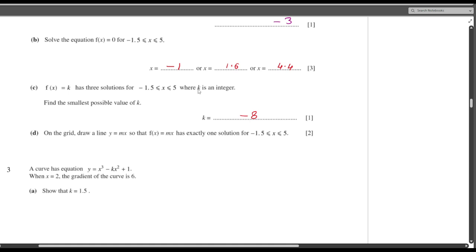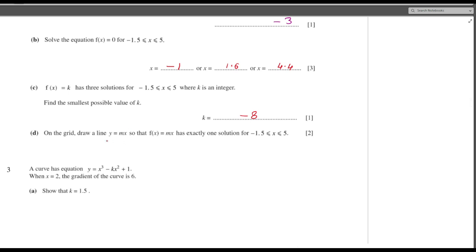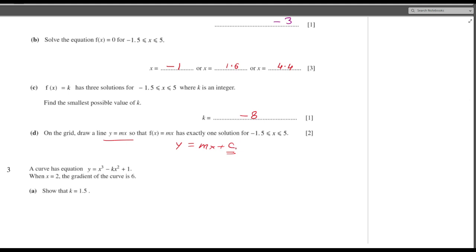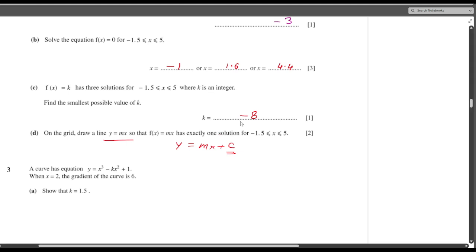Now the D part: on the grid, draw y is equal to mx so that f(x) is equal to mx has exactly one solution. Okay, now y is equal to mx. Here if I compare this equation with y is equal to mx plus c, I will understand that the y-intercept is 0. This means my line should pass through the origin. So I have to draw a line through the origin, and this line should cut the curve at one point only.